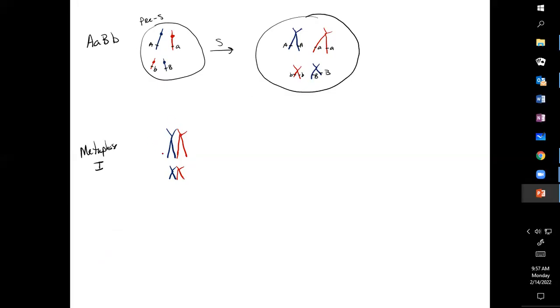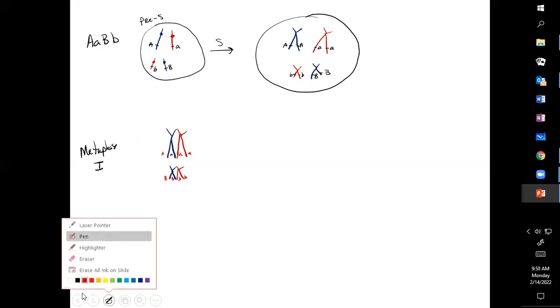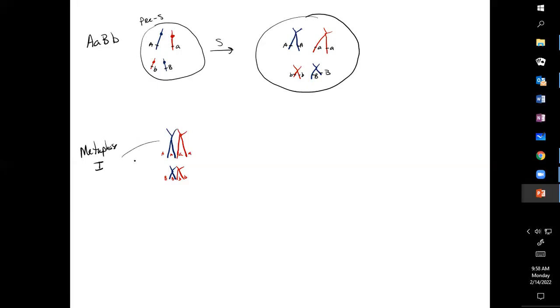So this one had big A, big A. This one had little a, little a. This one had big B, big B. This one had little b, little b. Remember, the spindle fibers attach, and these guys are going to get pulled apart. They're going to get pulled to opposite poles.